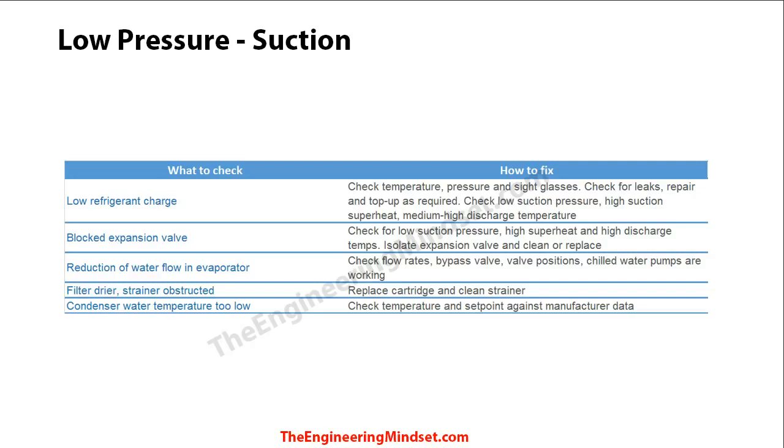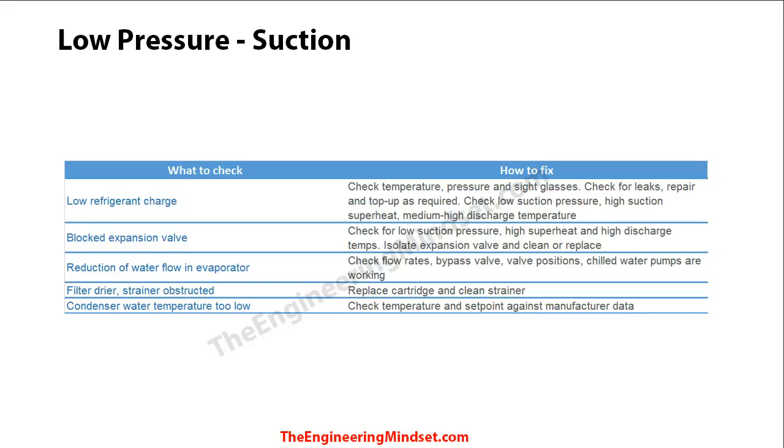Again, if you don't know what the flow rate of water should be through that chiller or the evaporator, then you want to check your commissioning data. That will state all the values in there, at least from when it was first installed and commissioned. You also want to check that the filter dryer and the strainer, if they're obstructed or clean, and then just clean these or replace them if you need be.